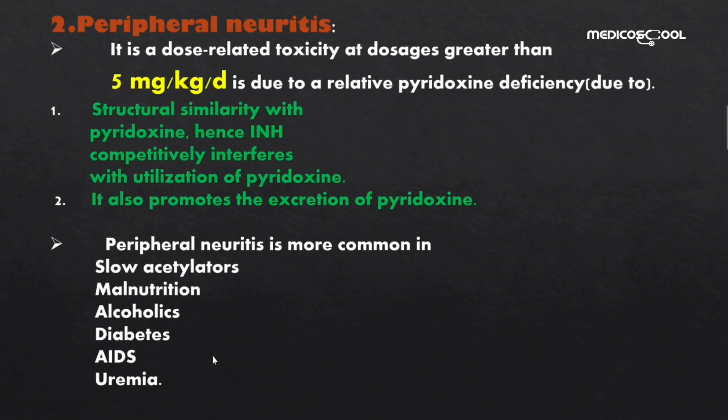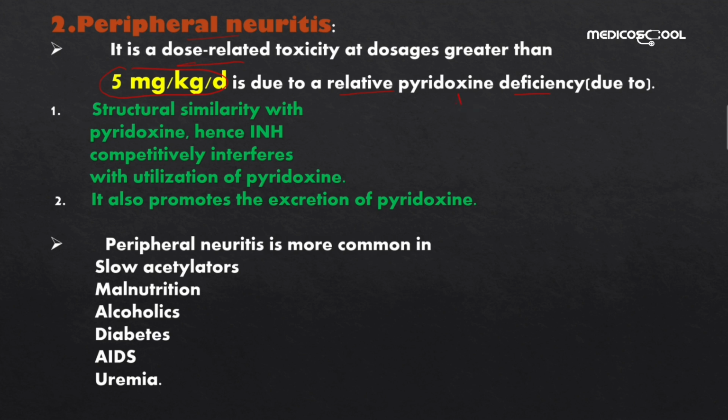The second adverse effect is peripheral neuritis, and it is a dose related toxicity, and this is much more at a dose greater than 5 mg per kg per day, and it is due to the relative pyridoxine deficiency caused by this isoniazid.